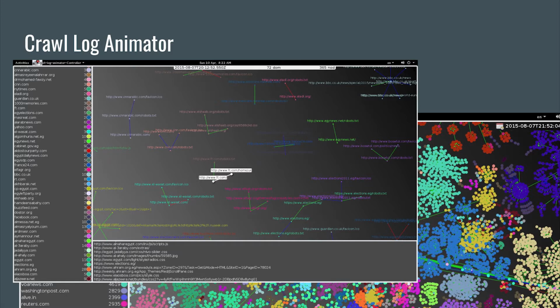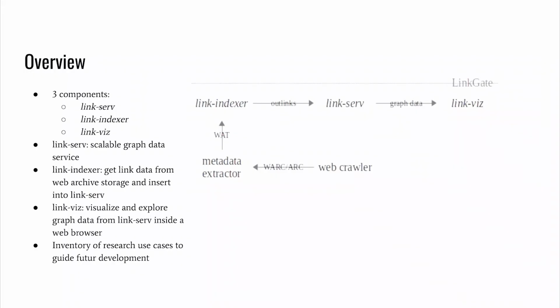Previously, in 2016, Biblioteca Alexandrina presented a tool for visualizing crawl logs, the Crawl Log Animator. With LinkGate, we are taking the idea of visualizing Web Archive data as a graph a step further, to develop a modular, cloud-based solution that has the potential to scale up to billions of nodes. We developed three interoperable software components: a data service, a linked data collection tool, and a visualization front end. The inventory of research use cases will guide future development to meet the needs of Web Archive researchers.